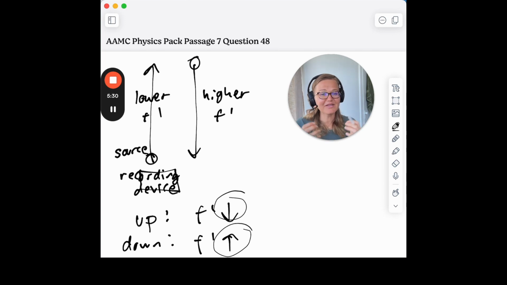Understanding the concept of the Doppler effect is super important for the MCAT. Remember, you don't need to memorize that equation you'll see in all the Kaplan books for the Doppler effect. You just need to understand that if two objects have relative motion and they're getting closer together, you're going to perceive a higher frequency. And if those objects are getting farther apart, you're going to perceive a lower frequency than the actual frequency.